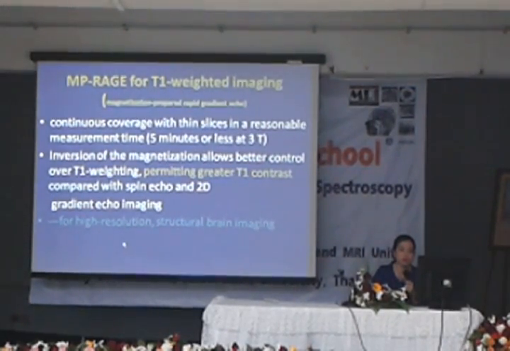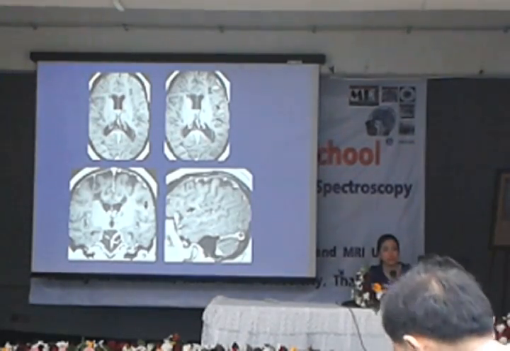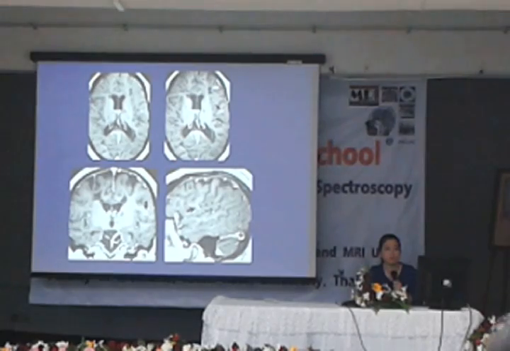And the last one is T1 imaging. That's very good, permitting greater T1 contrast compared to spin echo or gradient echo imaging, with very high resolution, and it gives us the detail about structural brain imaging. For example, this case is multiple sclerosis also. We can see how obvious the small enhancing lesion in the subcortical gray matter is with this technique, more than spin echo imaging.